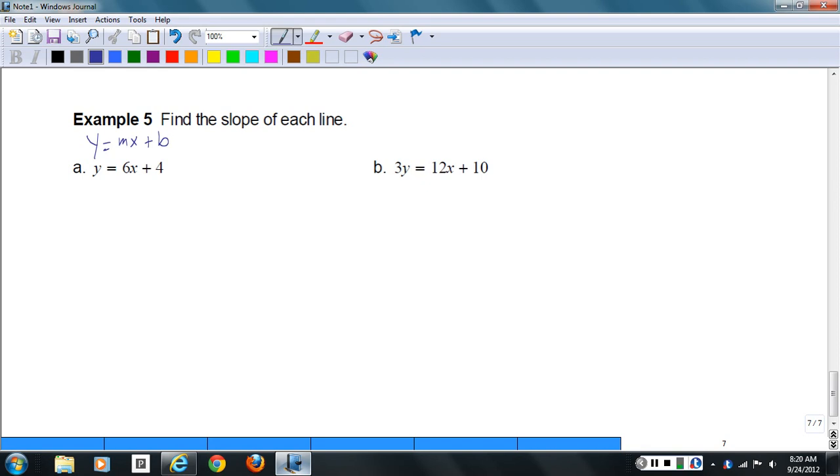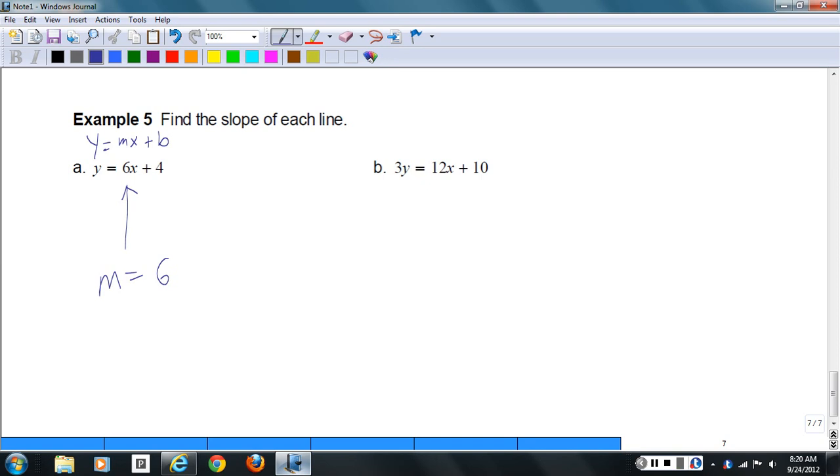But in this case, we just look at it, and we know the slope is what? 6, just like that. Because this equation is in slope-intercept form. So when it's in slope-intercept form, by inspection, we see that 6 is the slope. Now, the equation in part b is not quite in slope-intercept form, right? What can we do to put 3y equals 12x plus 10 into slope-intercept form?